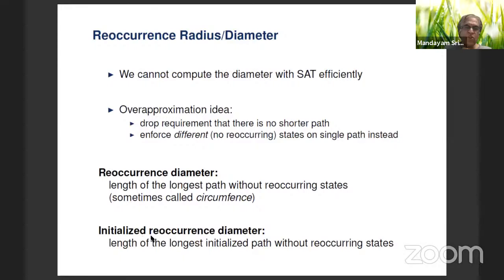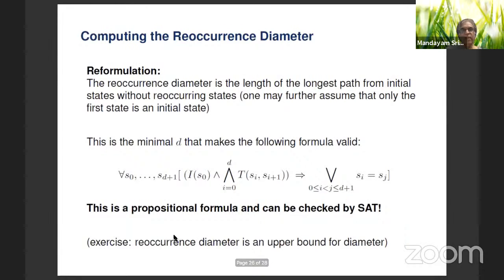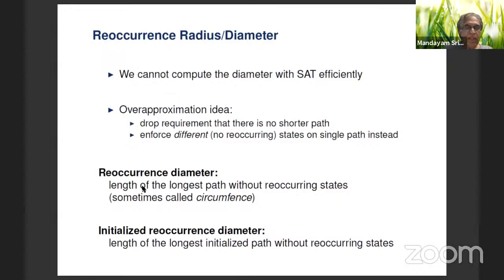Here between any two states, or the initialized reoccurrence diameter when it is applied to states that are in the initial set. Okay, what is this? The reoccurrence diameter is the length of the longest path that you can take from any state, the longest you can go from that state, without any states repeating on that path.